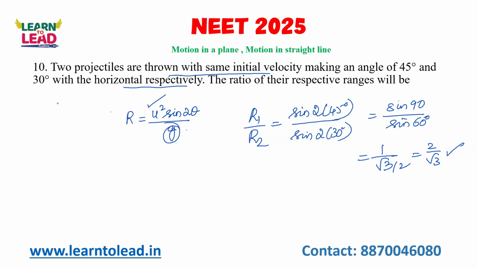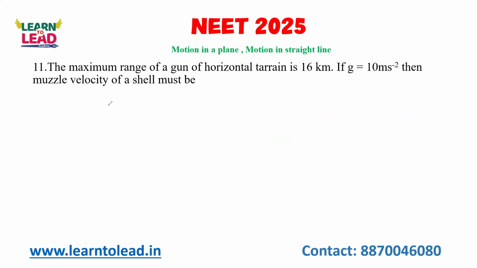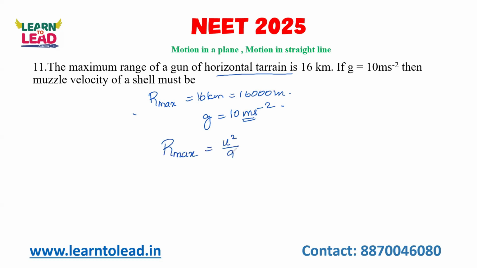Next question. The maximum range of a gun on horizontal terrain is 16 kilometers. So the maximum range is what? 16 kilometers. You can write it as 16,000 meters. As acceleration due to gravity is given in terms of 10 meters per second square, then what is the muzzle velocity? For maximum range, you should know the formula is u square by g. So 16,000 into g, 10, is u square. So you'll get u is equal to 400 meters per second.